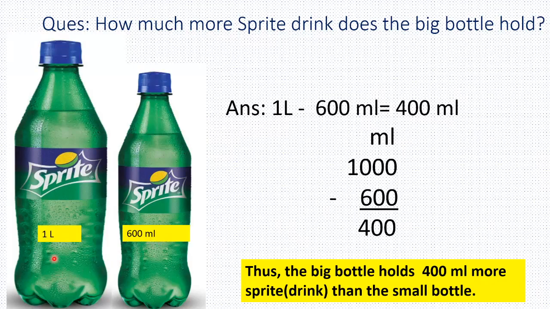So first step, we will check the unit. Here you can see liter is written, here milliliter is written. So what we will do, we will convert liter into milliliter. So 1 liter equals 1000 milliliter. So here we will write milliliter and after that we will write 1000 and then we will write 600. So after subtracting 600 from 1000, we are getting 400. So the big bottle holds 400 milliliter more Sprite than the small bottle. Moving to the next page.